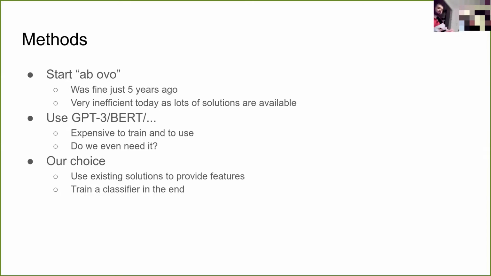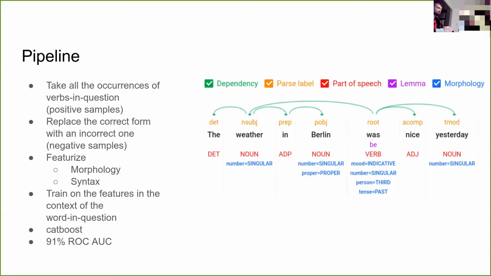So our choice was to use the existing solutions and deep learning as well, but only to generate features. We don't train these deep learning solutions, we just use them the way they are. And in the end, we just train a simple classifier that will tell us if a mistake was made or not. Now, how do we do this? This is a description of our pipeline, and this is just an illustration.